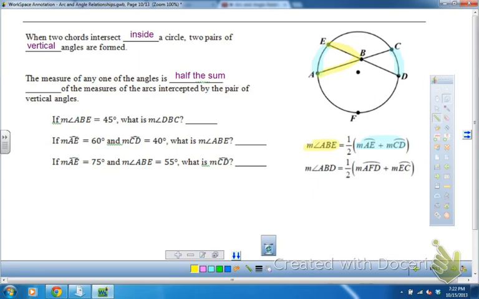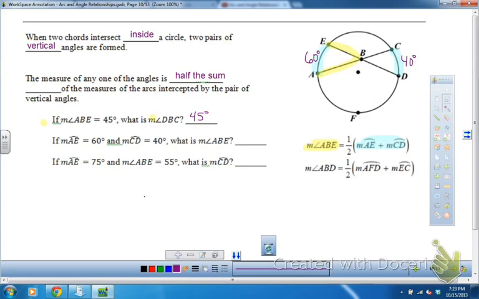So in this case right here, the first one, you're looking at the measure of angle ABE and the measure of angle DBC. Well, since those are congruent, it's just going to be the same measure because those two are vertical angles. Now, for the next one, it says that the measure of arc AE is 60 degrees. The measure of arc CD is 40 degrees.